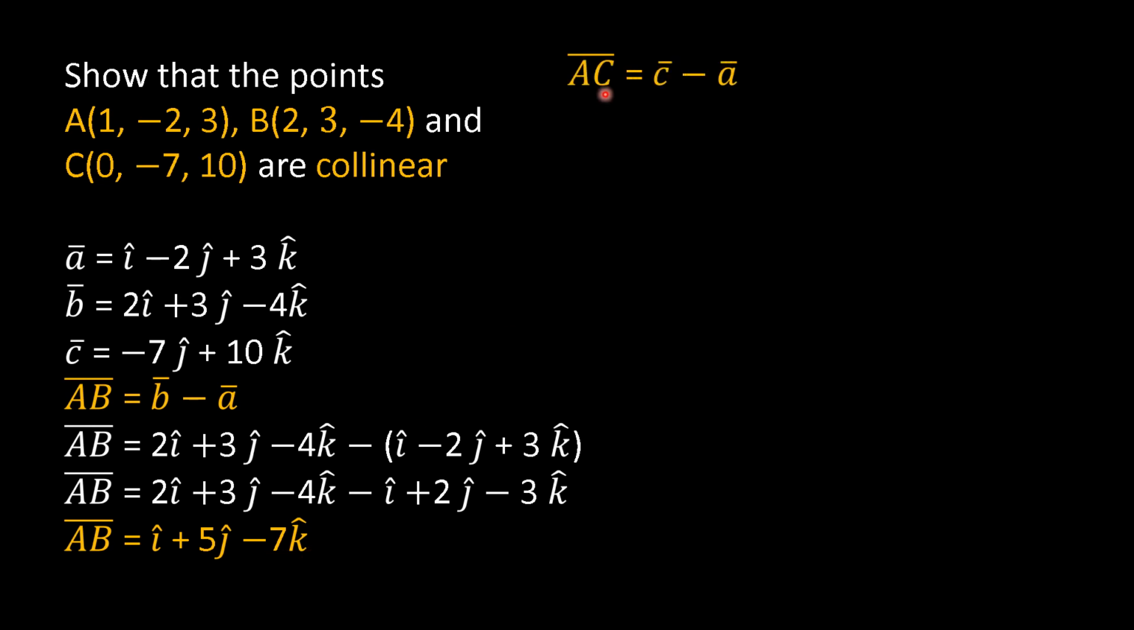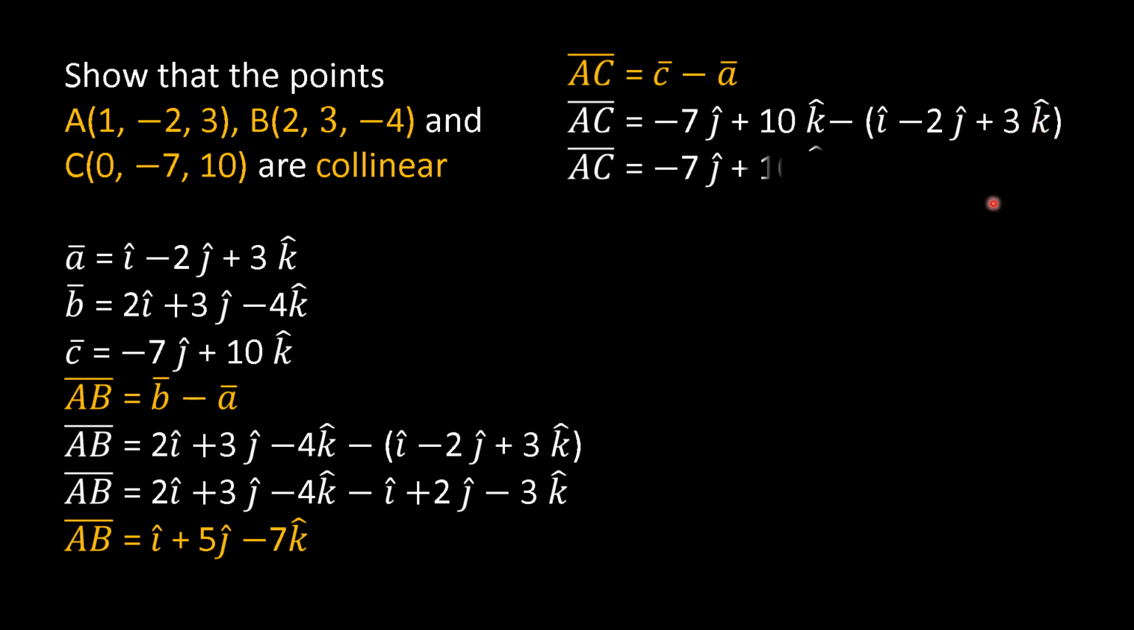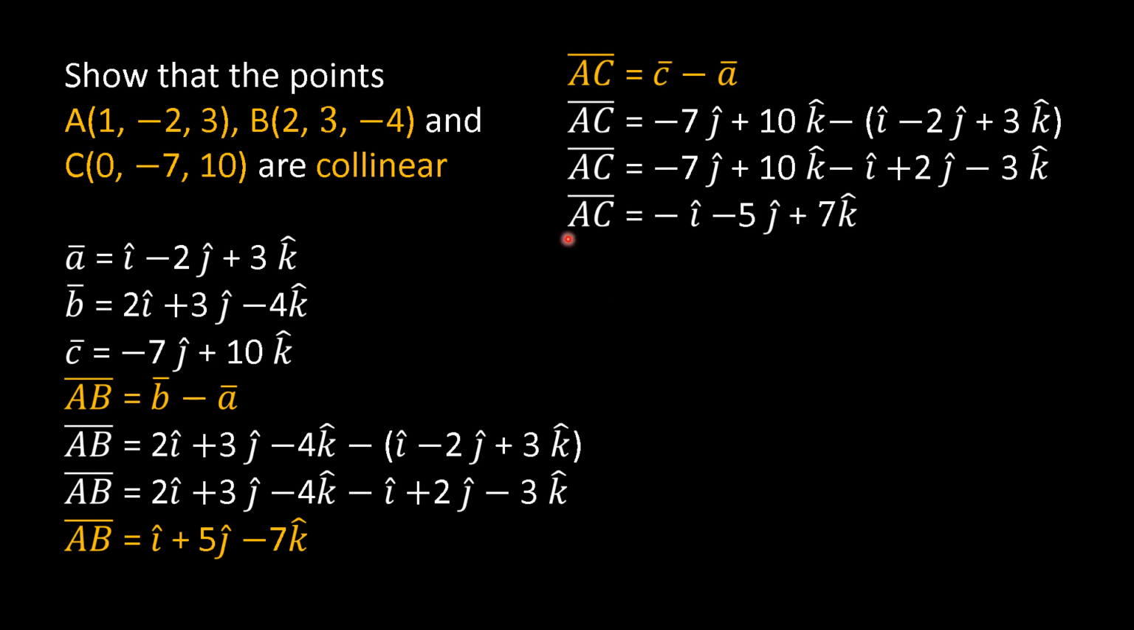Next we will find AC bar, which will be C bar minus A bar. We will put the values of C bar here and A bar here. We will open the bracket here and change the signs, so that we will get AC bar as minus i cap, minus 7 plus 2, that is 5j cap, and 10 minus 3, that is 7k cap.